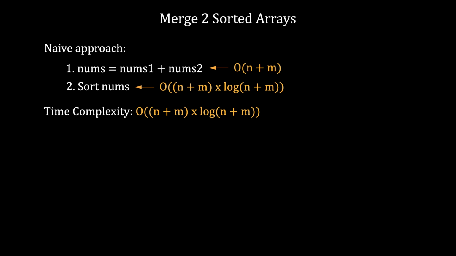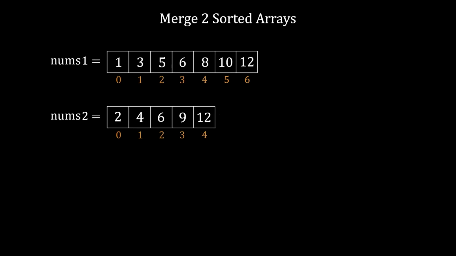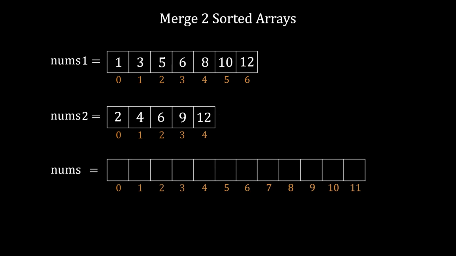Well, this is not the optimal time complexity that we can achieve. The optimal time complexity is big O of n plus m. So let's find out together how the optimal approach really works. Let's take again the arrays nums1 and nums2 from the previous example input. We are going to need an array nums of length 12, which is initially empty.